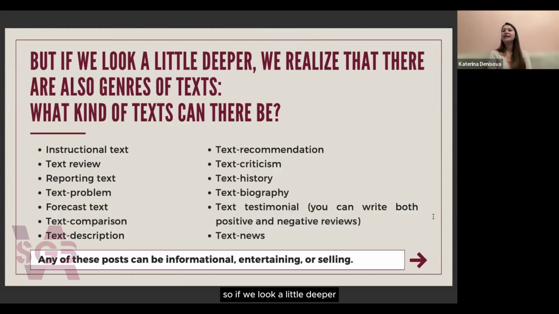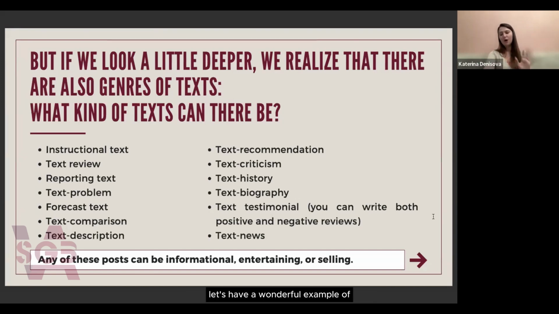So if we look a little deeper, we can realize that there are also genres, or genres, as we say in Russia, of texts. What kind of text can there be? Your post can be an instructional text, a review, a report, a problem text, a forecast, a comparison, a description, a recommendation, a criticism, a funny story or history, a biography, a testimonial. You can write both positive and negative reviews, news, etc. So if you have any problems making your content plan, you can print screen this slide, and looking at these genres of text, you can have more than 10 ideas for posts immediately.